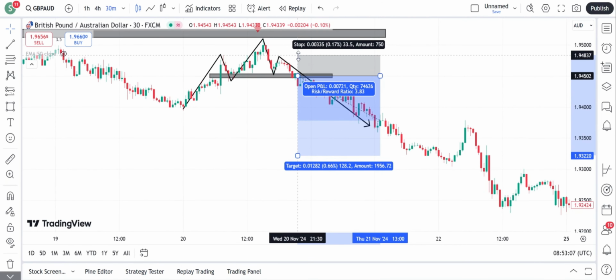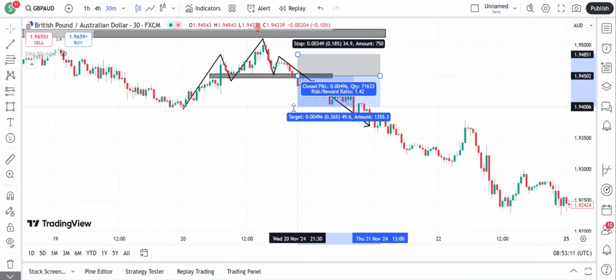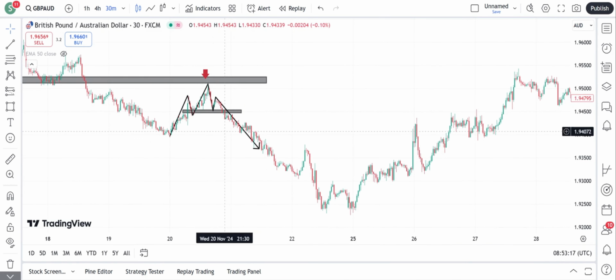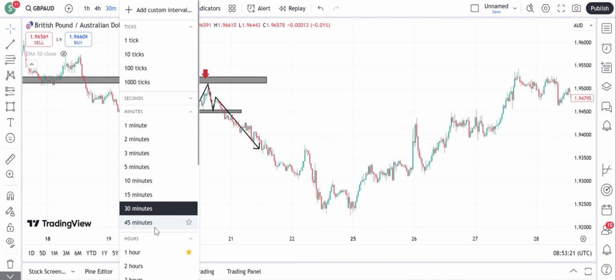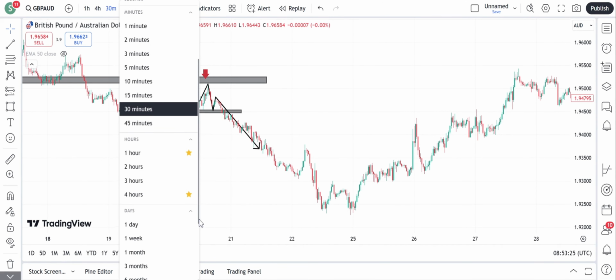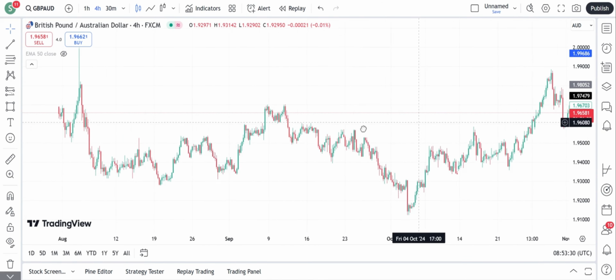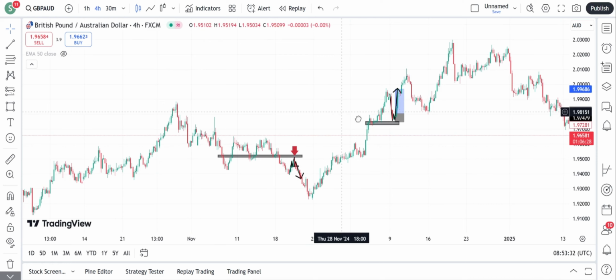a stop loss around here, and you take profit. You can take some of your profit around here or target the next zone. So this is just an example of how to make use of head and shoulders, and also how to make use of the M pattern. In next videos I will cover more different types of patterns and how to make use of them in the market.